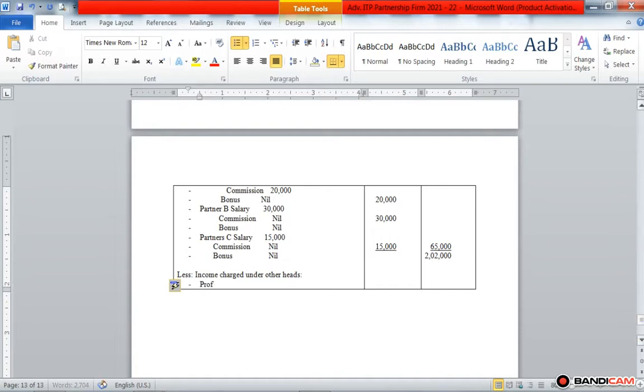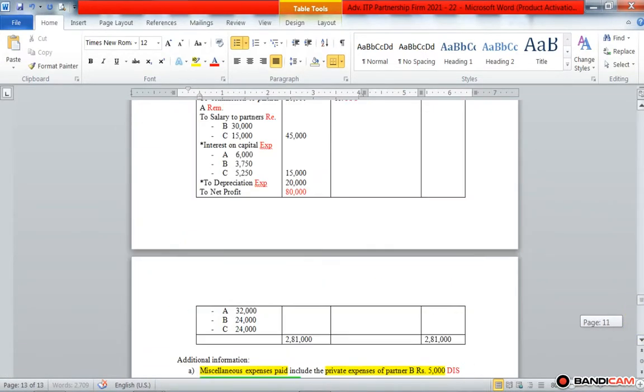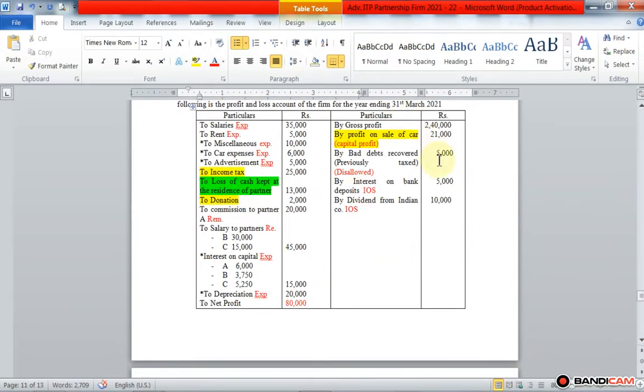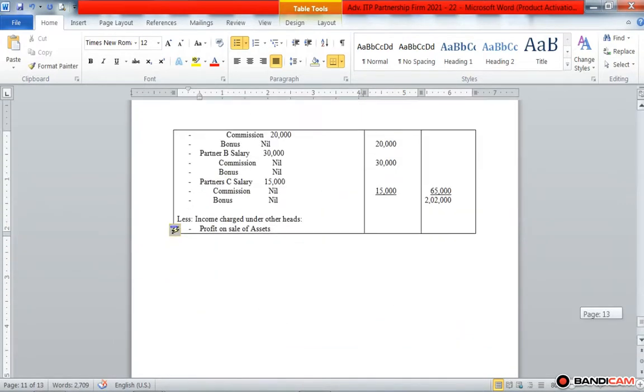Okay, profit on sale of asset. So profit on sale of asset, that is amounting to rupees 21,000 here. Profit on sale of car, 21,000. So deduct this 21,000 from net profit. That is 21,000. We put the figure in the inner column.